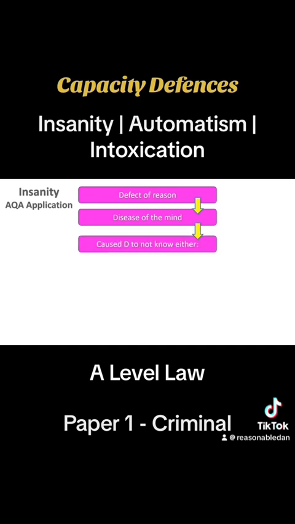Once we've got this, it has to cause the defendant to not know either the nature and quality of the act, so things which they don't understand what's going on, like blackouts, for example, or they understand what they're doing, but don't understand that it's legally wrong. So contrast that with the case of Windle, in which he said he was going to be hanged for what he did, so he knew what he was doing was wrong, so couldn't use insanity.